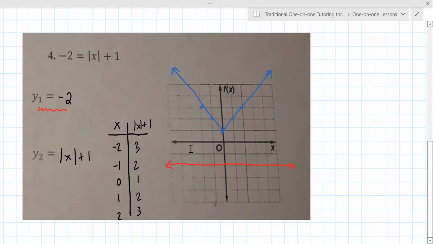Okay. So very simple question. This is not a trick question. Do they intersect? No, they do not. So this has no solution. Okay, no solution.